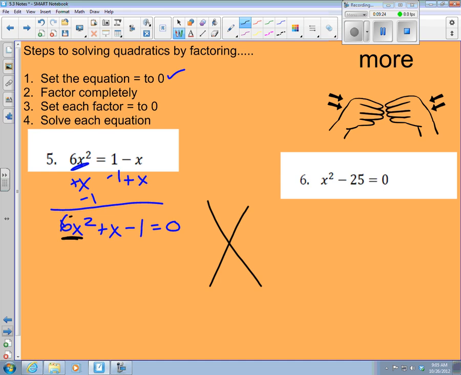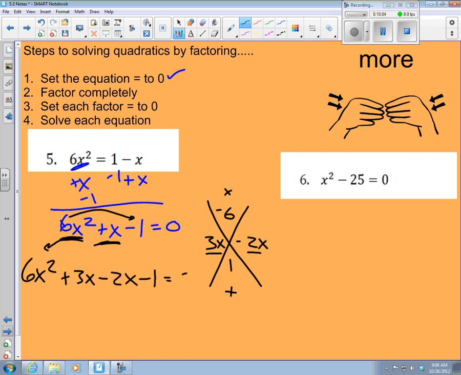I'm going to take 6 and multiply it by the negative 1 and get negative 6. So I need factors of negative 6 that add up to, right here, what's in front of your x term? 1. Well, this is 3 and negative 2. 3 times negative 2 is negative 6. 3 plus negative 2 is 1. Now, we're going to use grouping on this. We're going to break it up into 4 terms. So this is actually a 3x and a negative 2x. I can't go to my two sets of parentheses right away. First of all, I have my 6x squared. That stays the same. Now this 1x is 3x and negative 2x. So I'll say plus 3x minus 2x minus 1 equals 0.